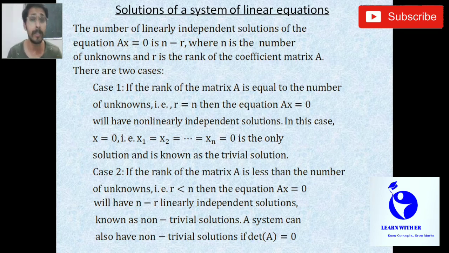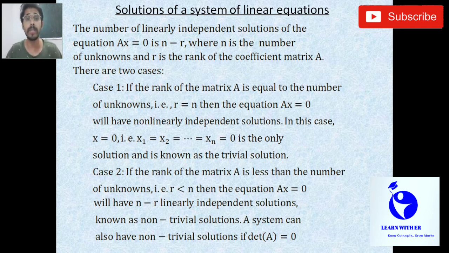That means when the rank of the coefficient matrix A is not equal to n, but is less than n. As you can see here, there are two cases. Case number 1: if the rank of the matrix A is equal to the number of unknowns, that is r equals n, where r stands for the rank, which we can also represent by rho, then the equation Ax equals 0, a homogeneous equation, will have only the trivial solution. In this case, x1, x2 till xn will be 0. Now the second case says if the rank of matrix A is less than the number of unknowns, r less than n, this is the case of non-trivial solution. Here it will not be 0.